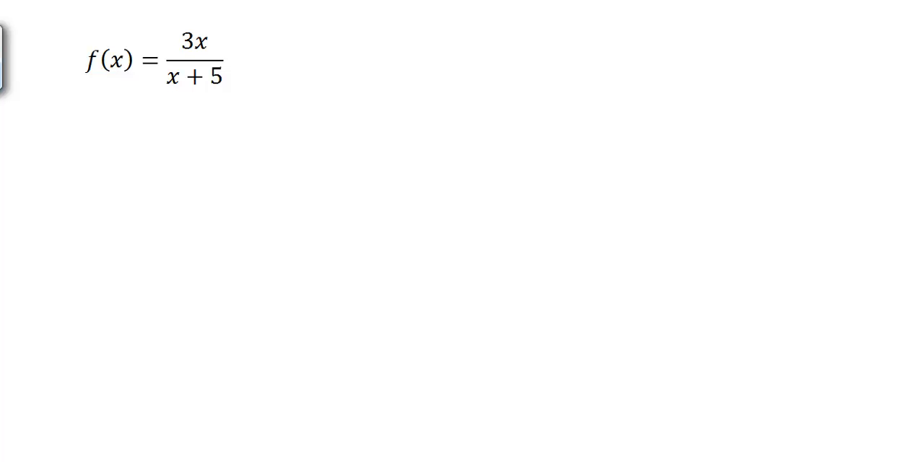Now here we have the function f of x equals 3x divided by x plus 5. Now this is one of the situations where if you have a denominator, we know that the denominator of a fraction cannot equal 0. So that's going to be a place that's going to cause a problem for our domain. So if we're trying to find the domain, in particular if we have a fraction, then we know that the denominator, which in this case is x plus 5, cannot equal 0.